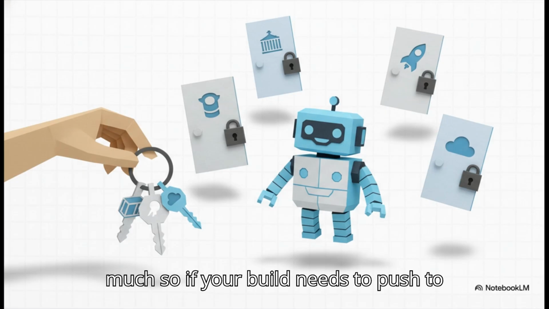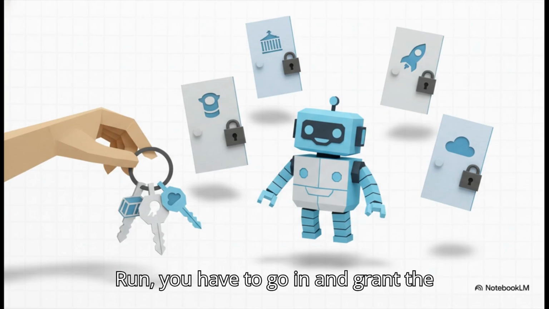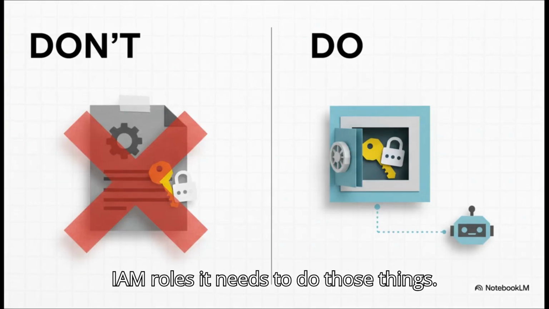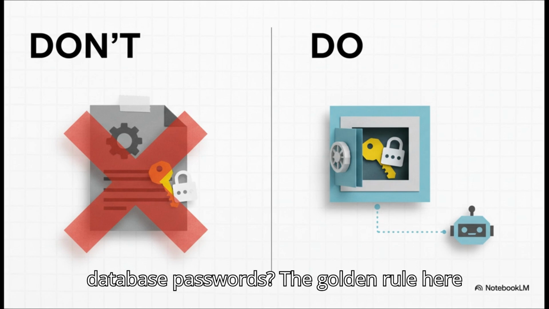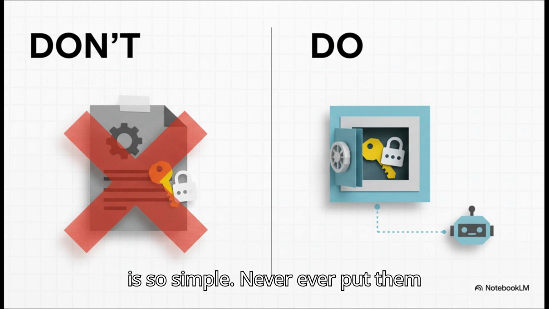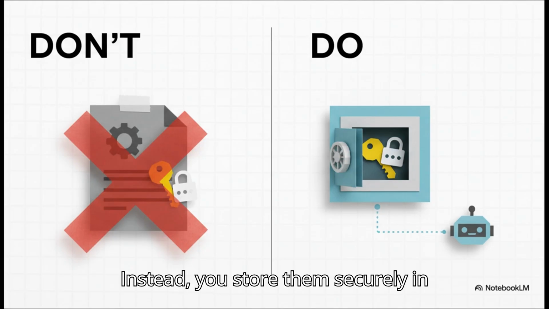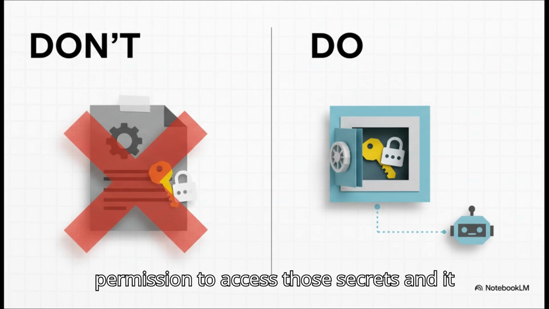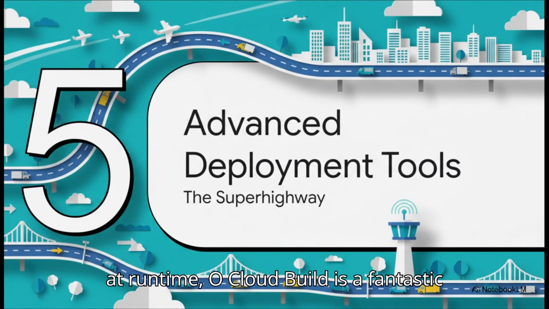So if your build needs to push to Artifact Registry or deploy to Cloud Run, you have to go in and grant the Cloudbuild service account the specific IAM roles it needs to do those things. And what about things like API keys or database passwords? The golden rule here is so simple. Never, ever put them directly in your cloudbuild.yaml file. Instead, you store them securely in Google's Secret Manager. Then you just grant the Cloudbuild service account permission to access those secrets, and it will inject them into your build securely at runtime.